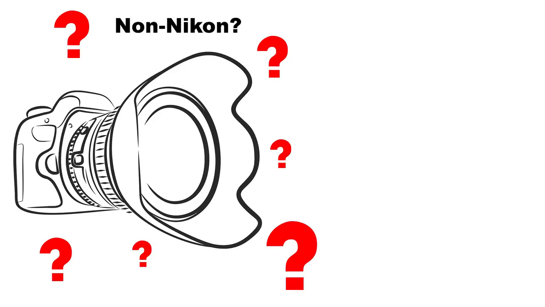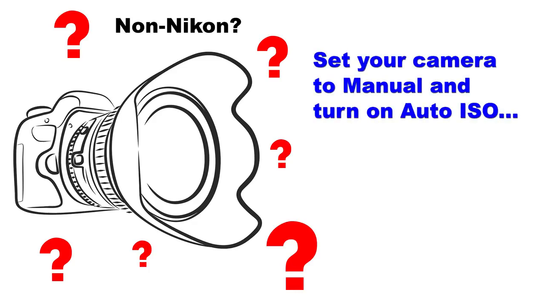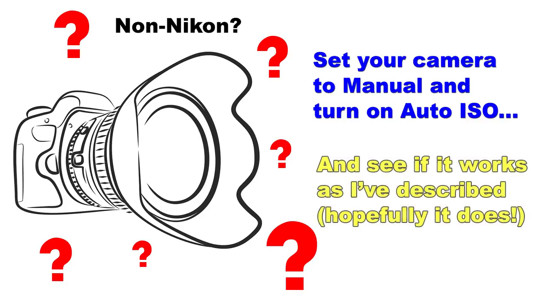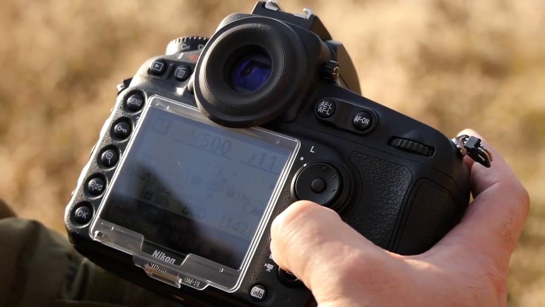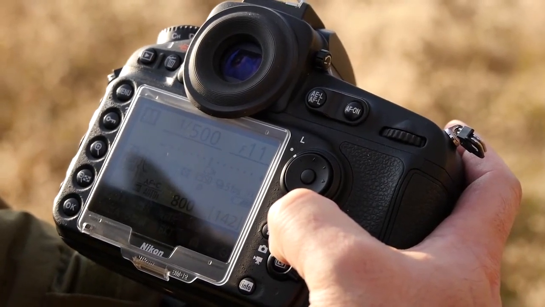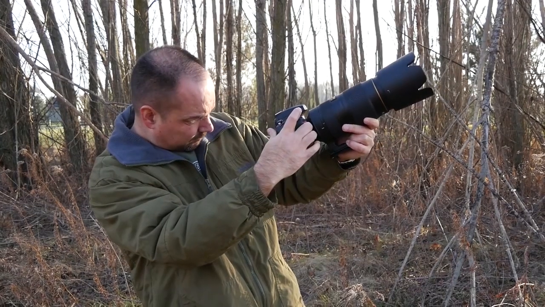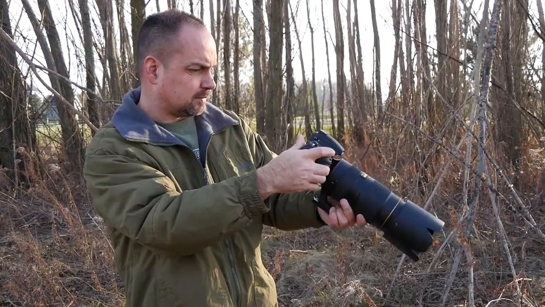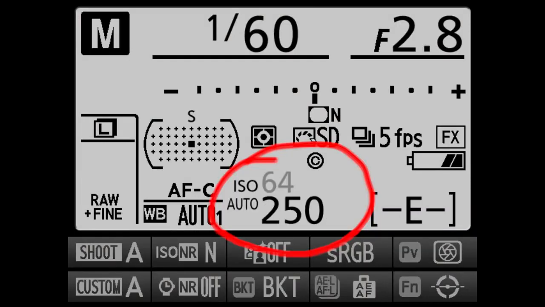What about non-Nikons? My advice is to set your camera up with manual mode and auto ISO, kind of like we just did, and then just see if it works. Once you have it set up, simply turn on your info screen or look at the ISO values your camera is giving you as you point at different light sources. If your ISO value is changing as you point to lighter and darker areas and shutter speed and aperture are constant, then congratulations, your camera can do this little trick.